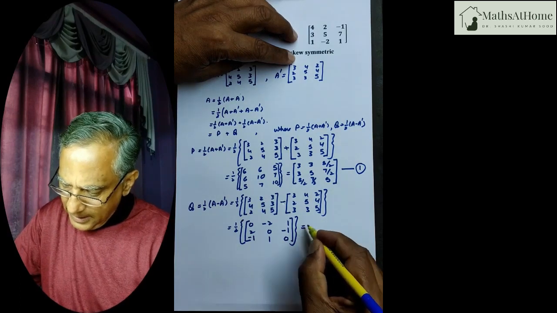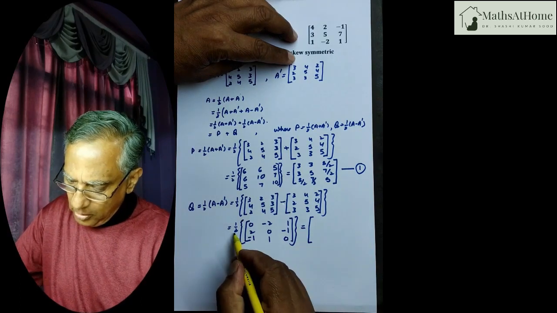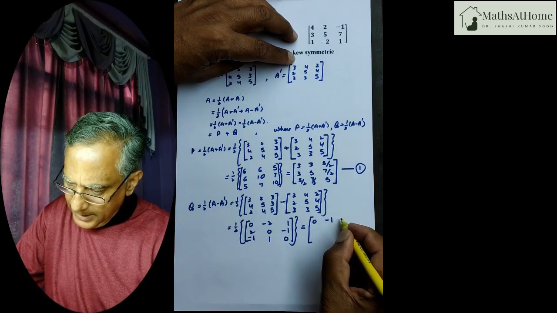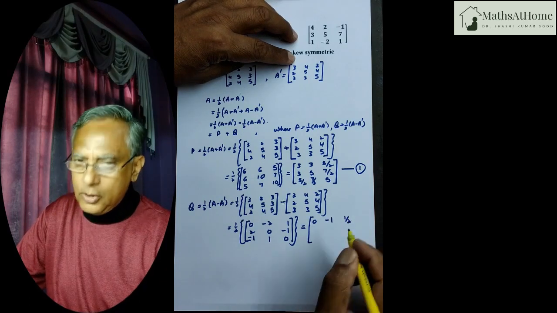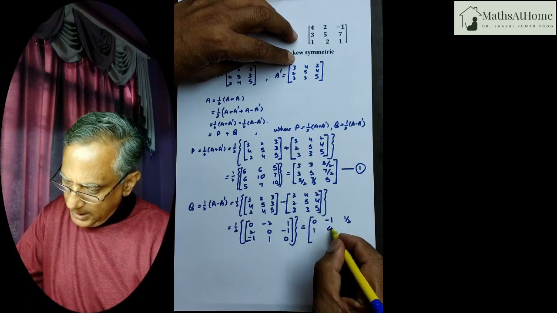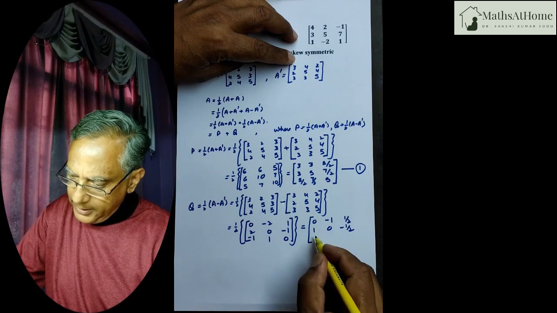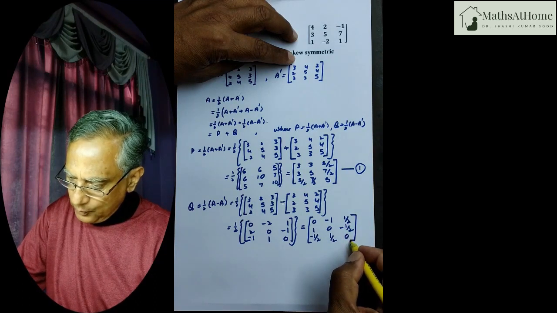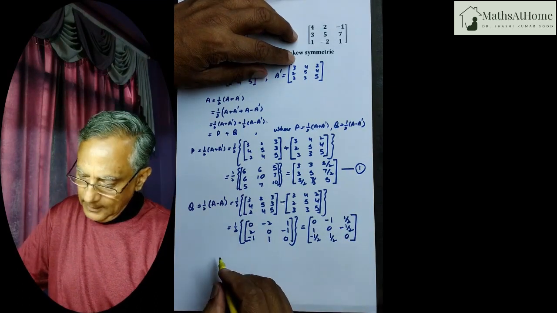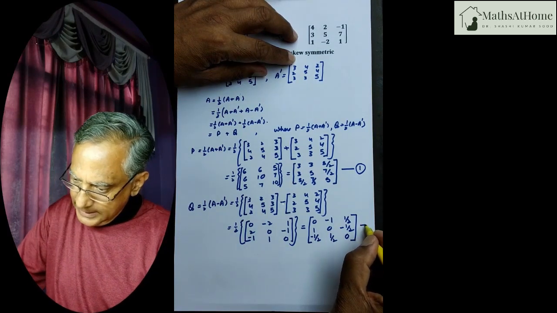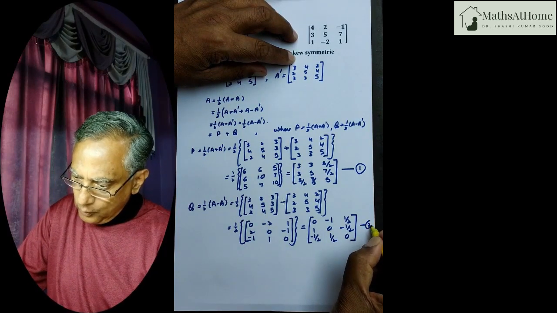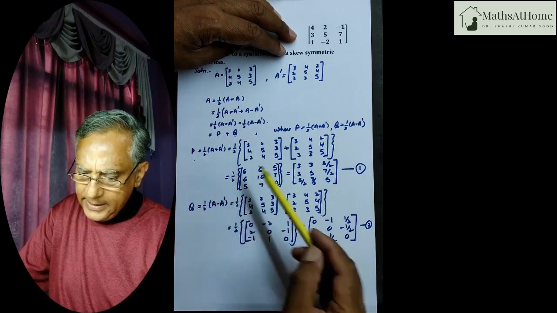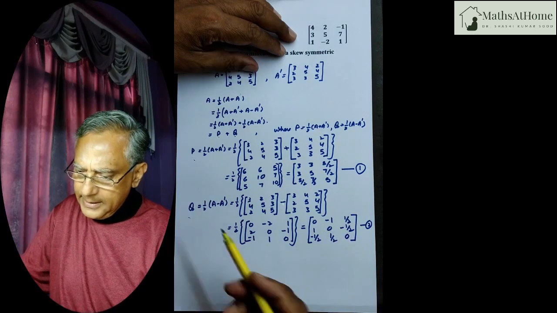And this can be simplified into, now multiply each and every entry by half. So what we get is 0, minus 1, 1 by 2. And this will be 1, 0, minus 1 by 2, minus 1 by 2, 1 by 2, and 0. This is say 2. Now we have written A as sum of P and Q. P is this much and Q is this much.